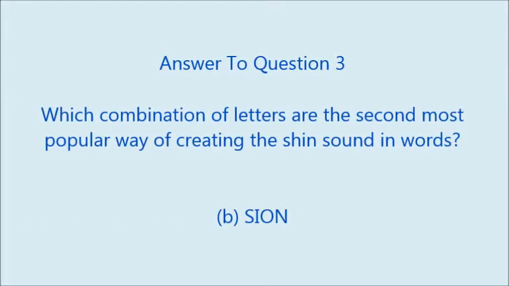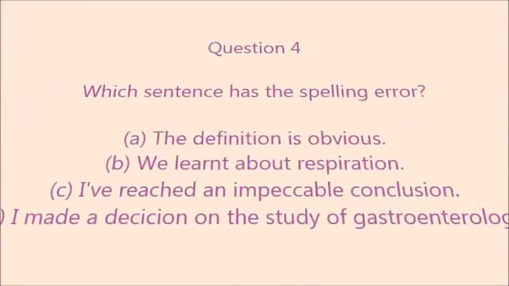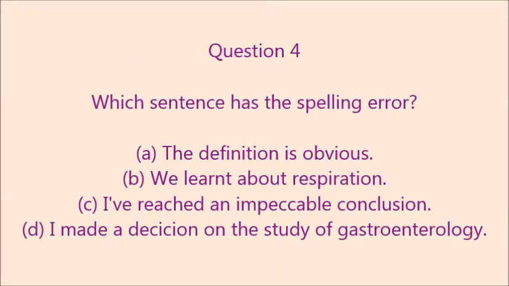Okay, for question number 3, you should have had B. Yes, SION is the second most popular way of getting the Shin sound. Question number 4, which sentence has the spelling error? The definition is obvious. We learnt about respiration. I've reached an impeccable conclusion. I made a decision on the study of gastroenterology. So have you got this question correct?